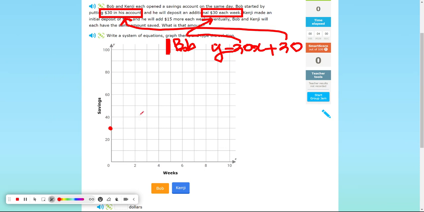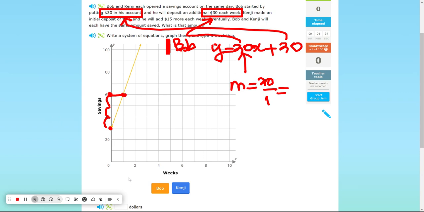And then this is the m, so let's graph the m. 30 over 1. Do we have 30 over 1? Yes, we do. We can go up to 30, so this is 10, 20, 30, and then go over 1. So we can get the 2 over here. We start with 30, then up 30, right 1. So we got the line for Bob.